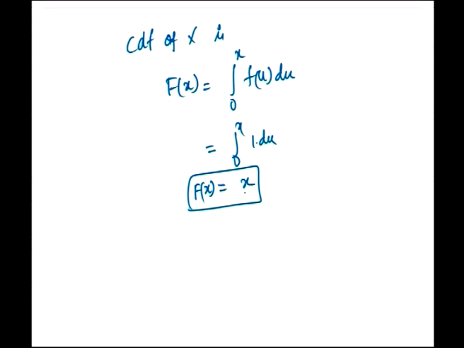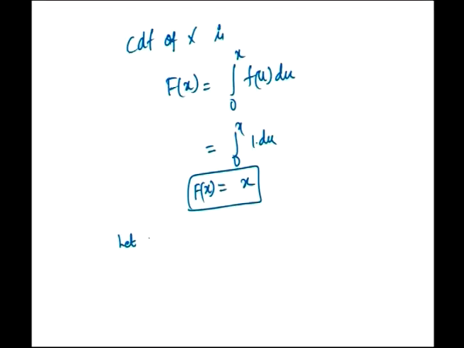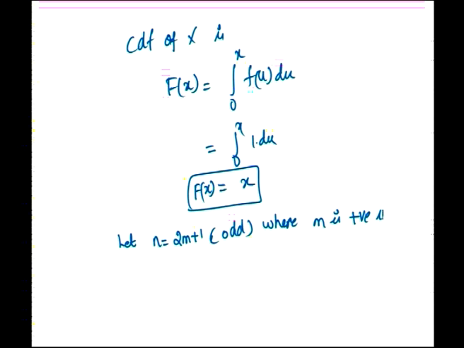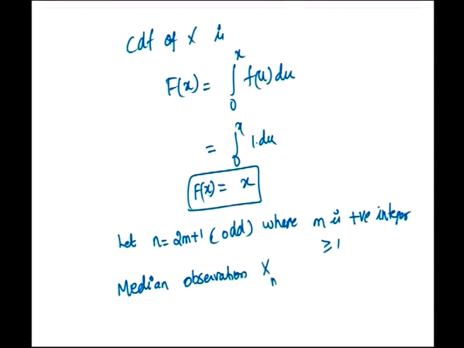Now, we are going to talk about odd samples. Therefore, let n is equal to 2m plus 1, that is odd, where m is a positive integer, greater than or equal to 1. The median observation is, that is the median rth order statistic, the median observation is x m plus 1.